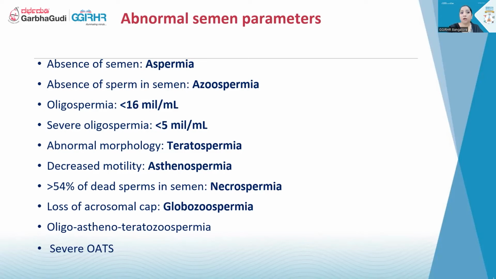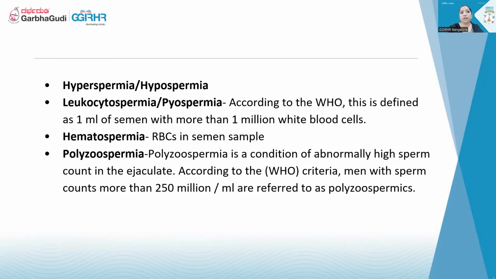So again, you will not also have more than 200 sperms to assess them. That is because of the low count. Then you can term it as severe oligo-asthenoteratospermia. Then other conditions like hyperspermia, hypospermia, that we have already discussed. Then there is something like pyospermia or leukocytospermia. So according to WHO, it is defined as when the sample has more than 1 million WBCs per ml.